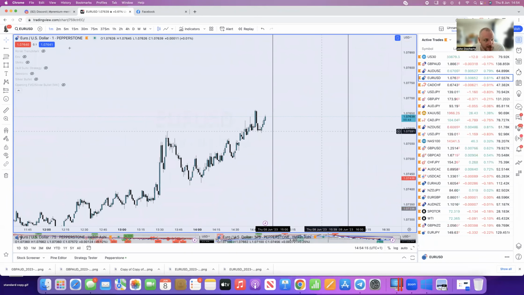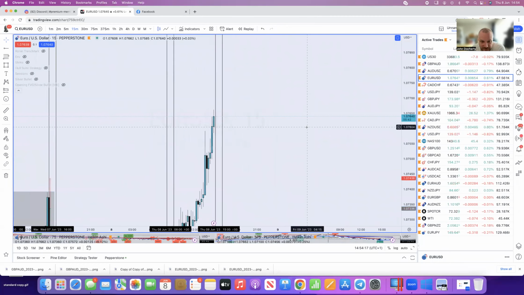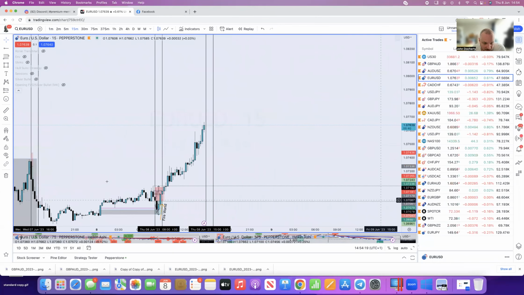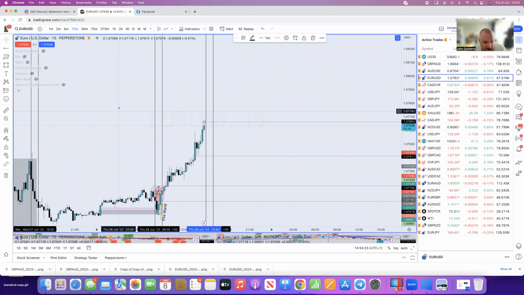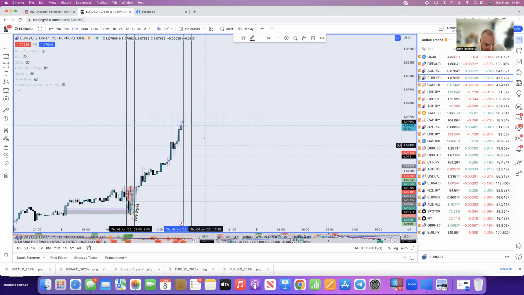So I'm going to go to the 15-minute for now, and I'm just going to mark up that low, and I'm marking up the current high. So obviously we've got the swing coming down. In fact, that would be the swing there, because it's the candle that is the lowest to the left and to the right. That wouldn't be classed as the swing. It would be that one there.